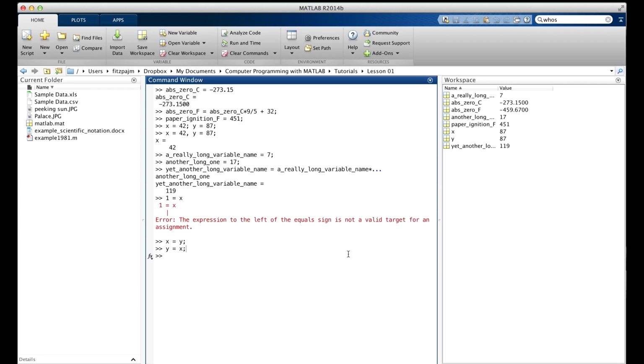Well, let's do it right. First, let's set things up the way they were to begin with. X was equal to 42, and y was equal to 87. And we can see that we've done that over here in the workspace. Now here's how you swap them. Temp equals x.